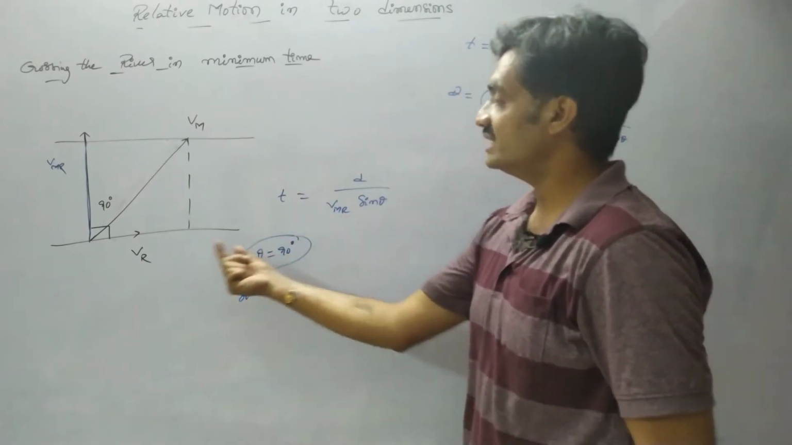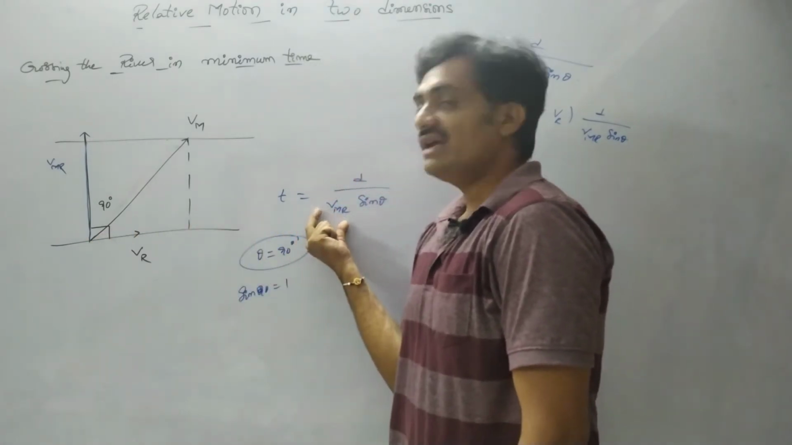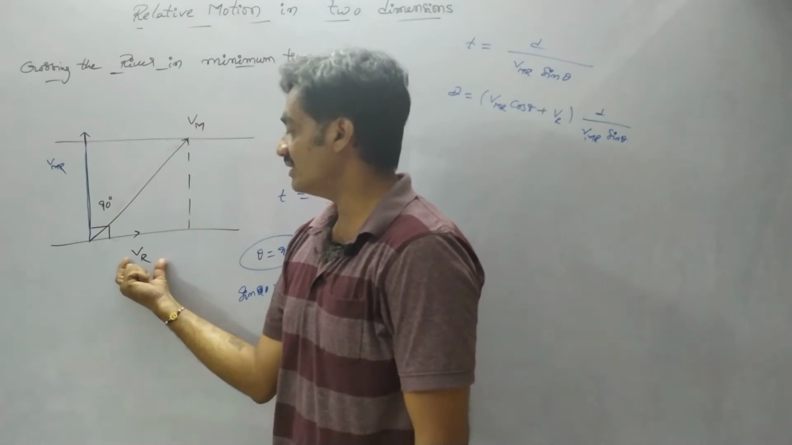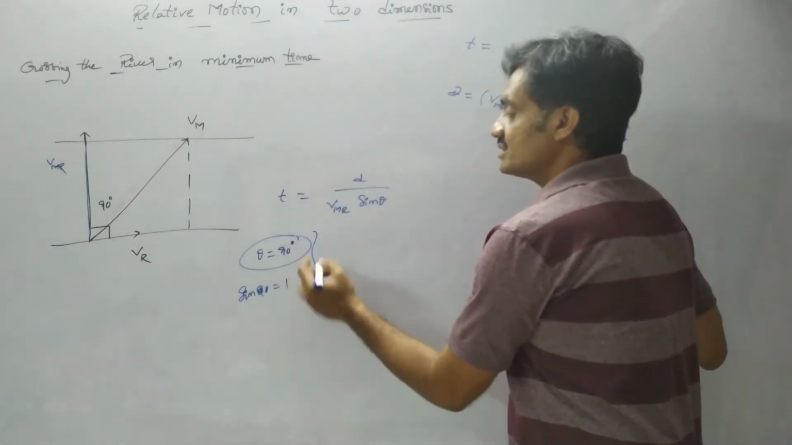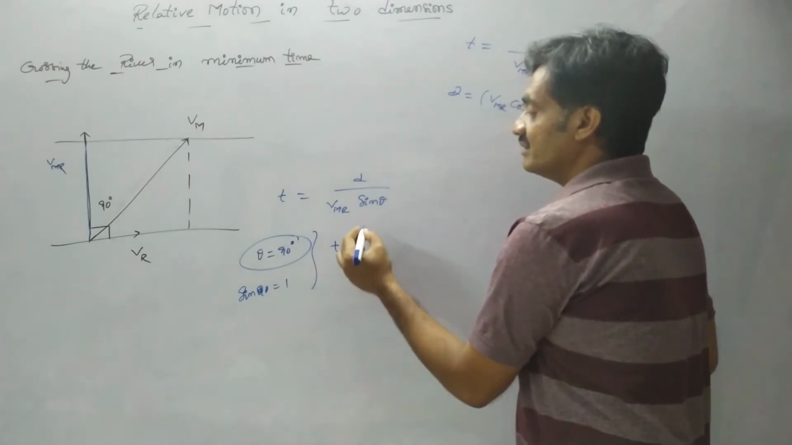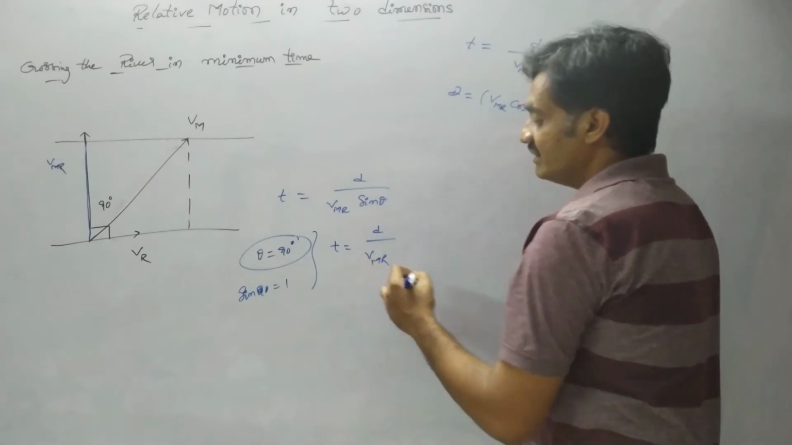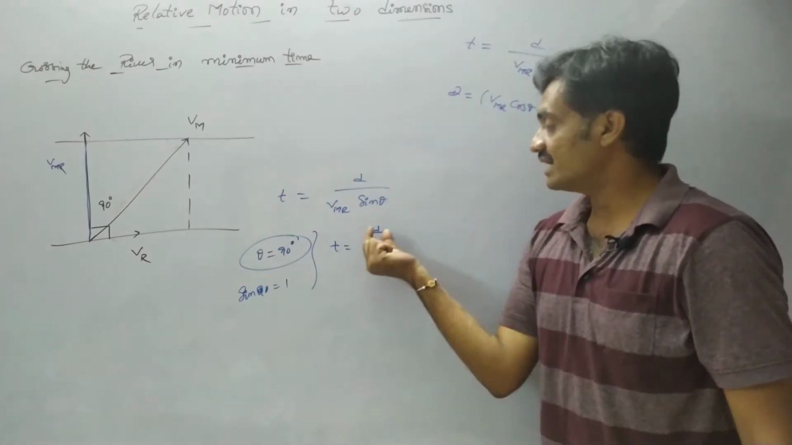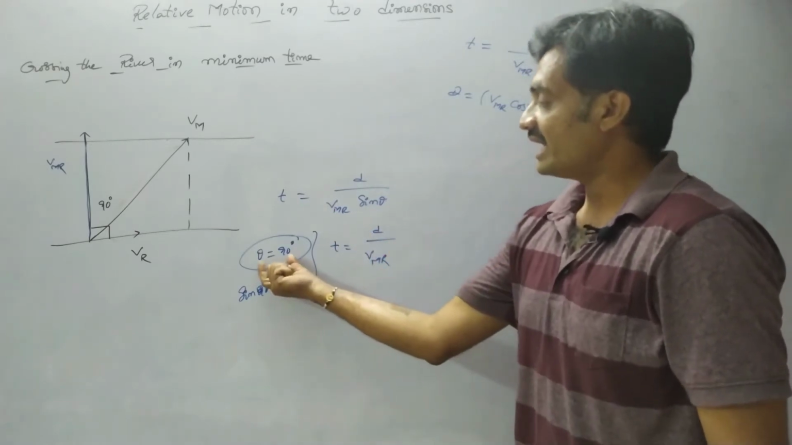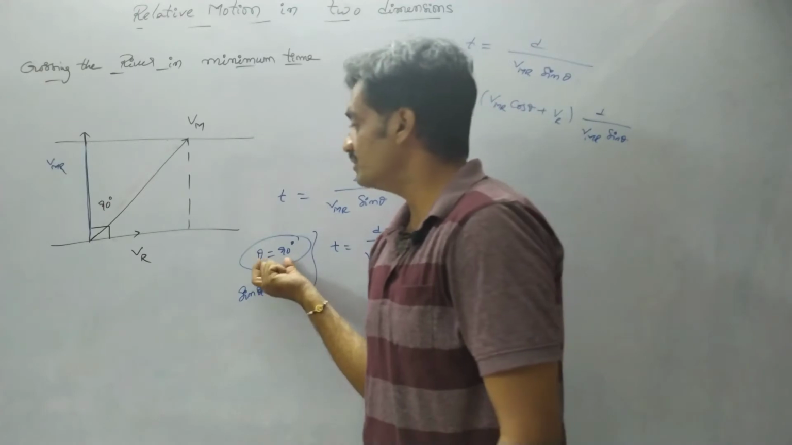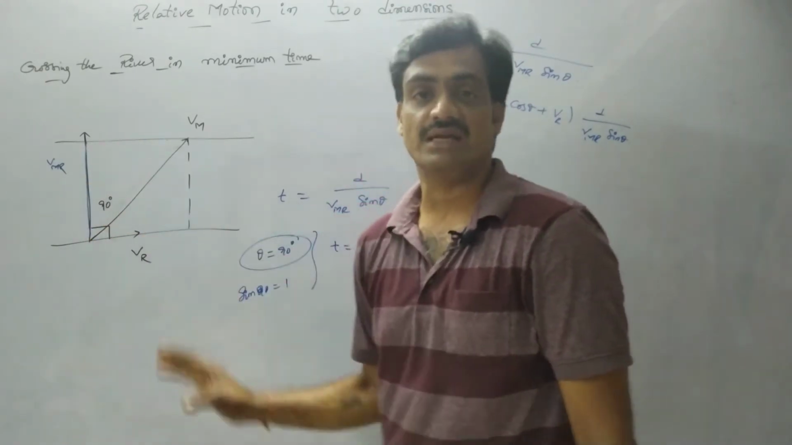Then as we substitute, the angle made by the man with respect to the velocity of the river should be equal to 90 degrees. Then the time taken by the man to cross the river will be minimum. So this is the minimum time required by the man to cross the river, and the angle made by the man should be 90 degrees. Then only he can cross the river in minimum time.